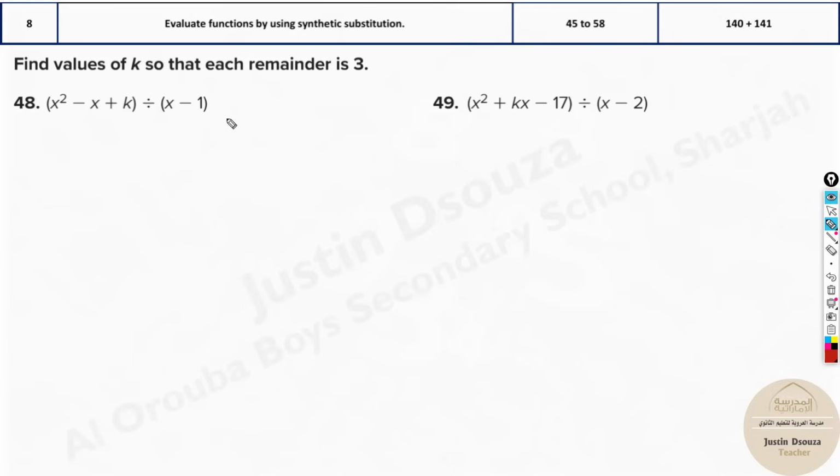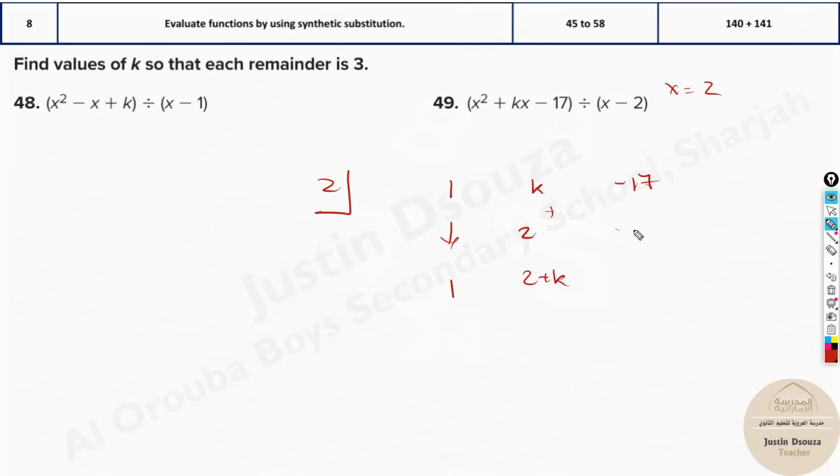I'll do the second one, okay? This one is pretty simple, I guess. I mean, both are the same. So over here, what you do is write the coefficients. 1, over here it's k minus 17. What about this? X is equal to positive 2. So let's start dividing. This goes down. It will be how much? 1. 1 times 2 is 2. Add them up, it will be 2 plus k. Multiply it over here.